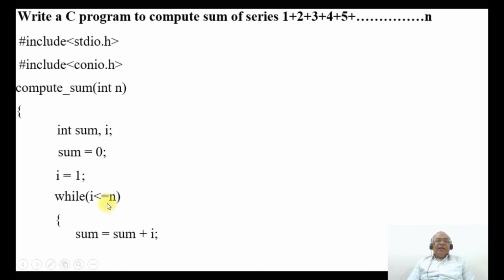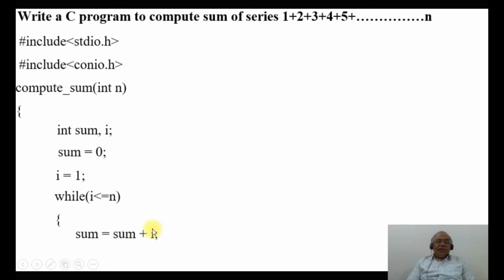So what does that mean? Suppose the value of n is equal to 5, initially the value of i is taken as 1. Is 1 less than or equal to 5? Yes. Then it will execute this statement because it is true. It comes into this loop. Then sum will be equal to, the value of sum is 0 plus i 1. The sum will be equal to 1.